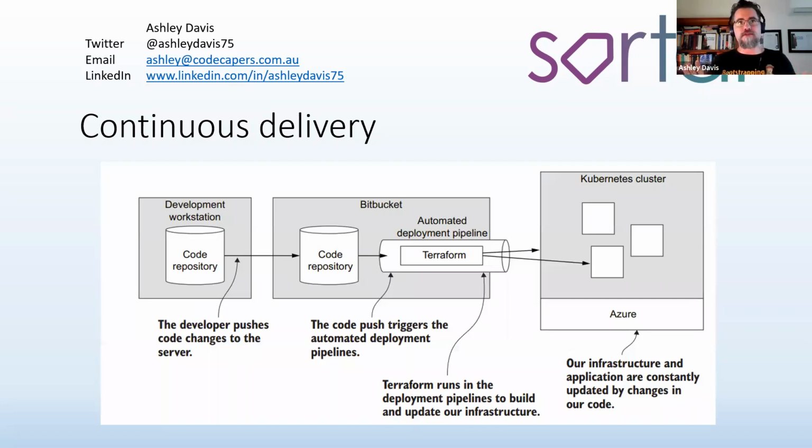Now, in this diagram, it shows that is Bitbucket, which is what I use in the book for examples. But today, I'm actually going to use GitHub as my example. And the setup looks basically the same, though. There's not much difference between Bitbucket, GitHub, GitLab, and there's probably others that you could think of. So we push our code to our hosted code repository, and that triggers our automated deployment pipeline.